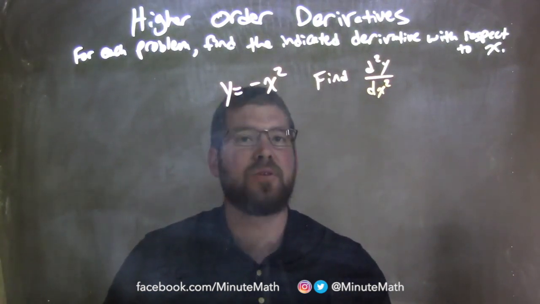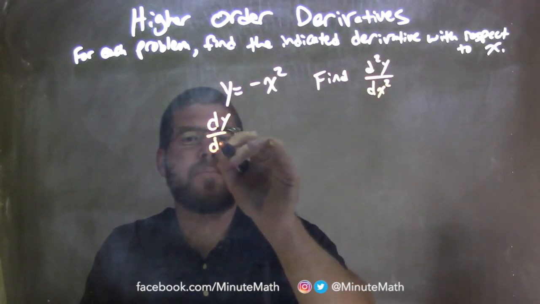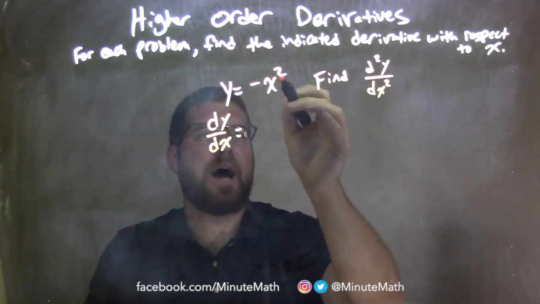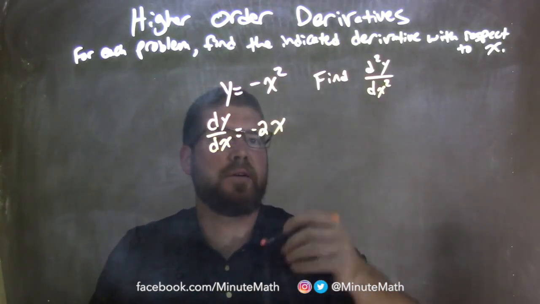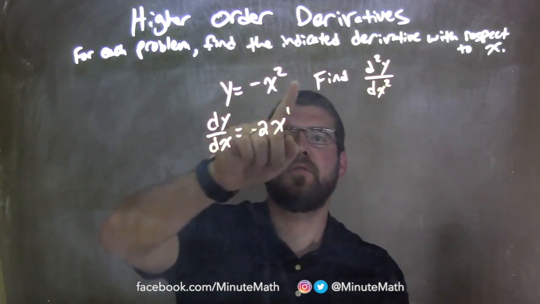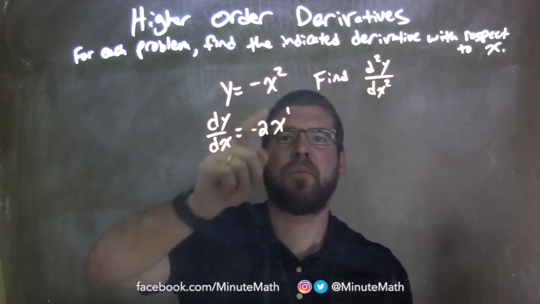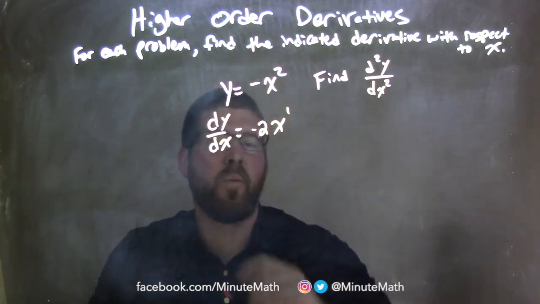Well, first thing we need to do is find the first derivative. So I want to find dy dx here. I'm going to use the power rule, bring down that 2, so we now have a negative 2x to the first power, essentially. So our first derivative, using the power rule, 2 comes down, and then we subtract that exponent by 1, giving it 2 minus 1 being 1.